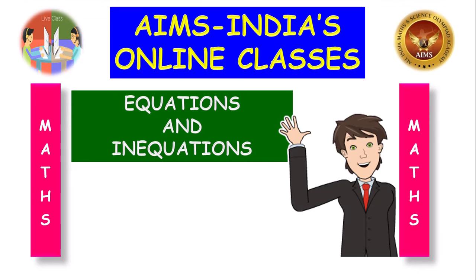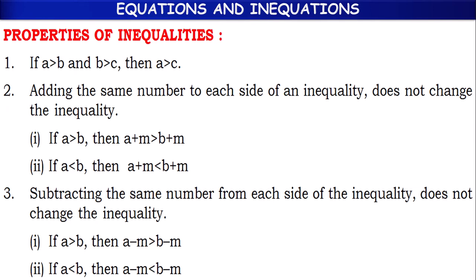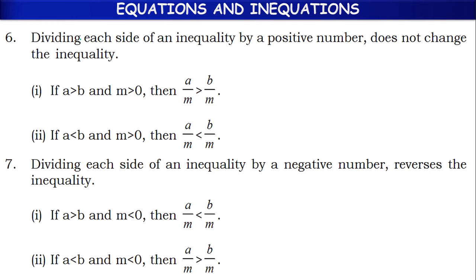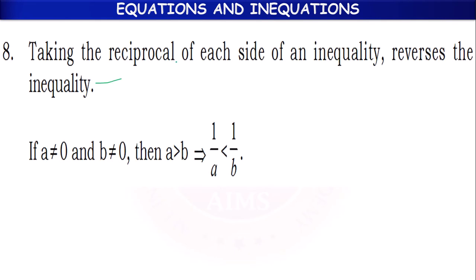Okay children, so what we have learned: properties of inequalities. If A greater than B, B greater than C, then A will be greater than C always. Adding same number on both sides of an inequality does not change the inequality. Subtracting same number, multiplying with a positive number, no change. Only while multiplying with a negative number, inequality gets reversed. Dividing with a positive number, no change. Dividing with a negative number, inequality gets reversed. Taking reciprocal, inequality gets reversed.